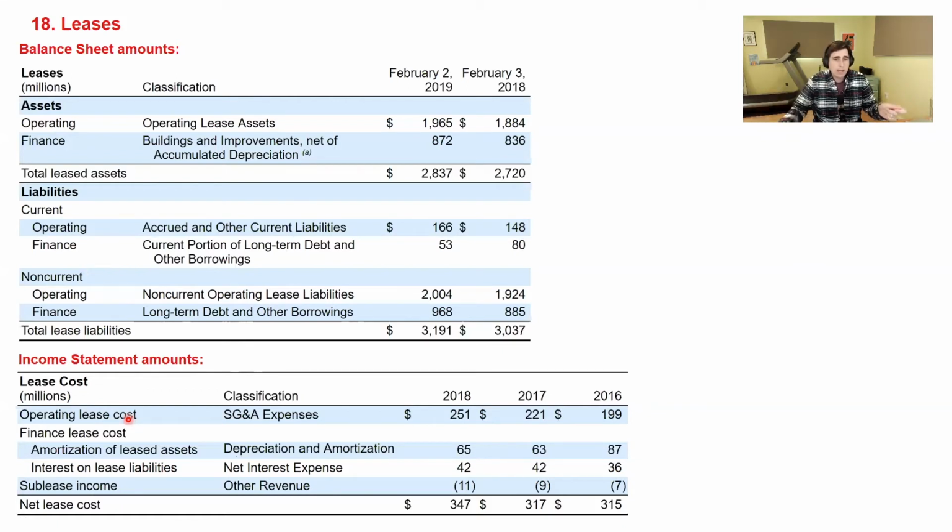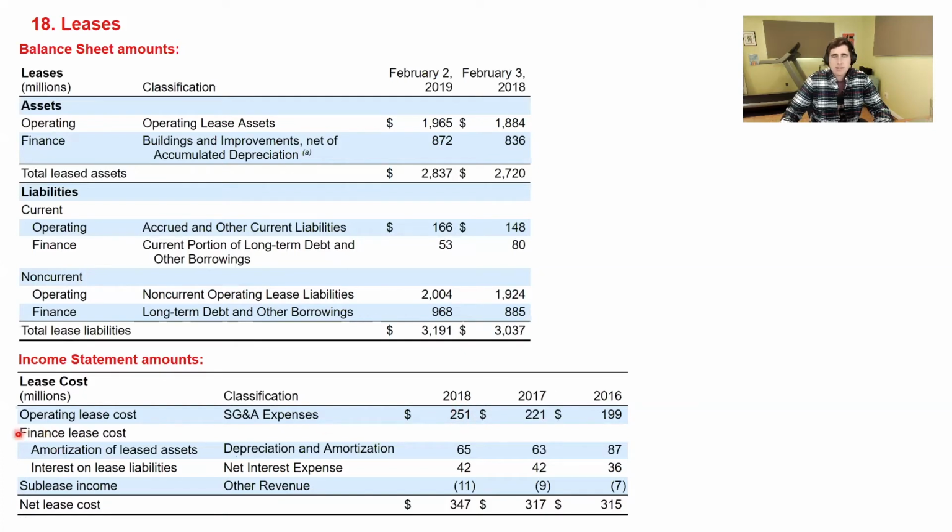So it's just one element, and they keep it in SG&A expenses. Selling, general, and administrative expenses is kind of a catch-all for general and administrative expenses and selling expenses. And so it's a catch-all, and it just captures operating lease rent expense. Okay, let's just call it rent expense for operating leases. So 251 is the entire operating lease expense for the 2018 fiscal year.